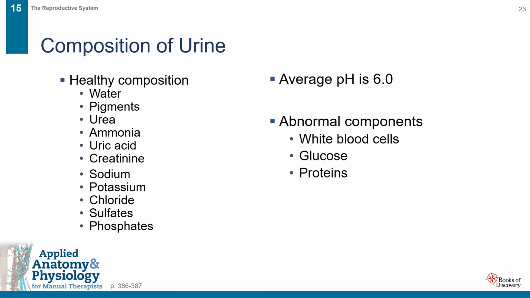Changes in the composition of urine can also be a sign of disease, so urinalysis is used to diagnose various pathologies. For example, the presence of white blood cells in urine can indicate infection. Since urine should never contain glucose or proteins, their presence can indicate several conditions such as diabetes, malnutrition, or nephritis. Urinalysis can also be used to test for the presence of drugs or hormones. Home pregnancy tests check urine for the hormone human chorionic gonadotropin, or HCG, which is produced during pregnancy.